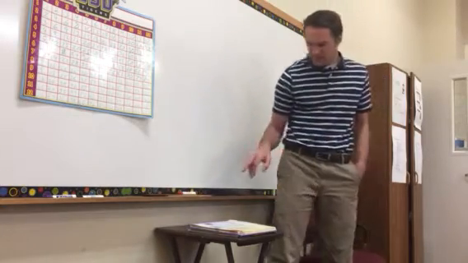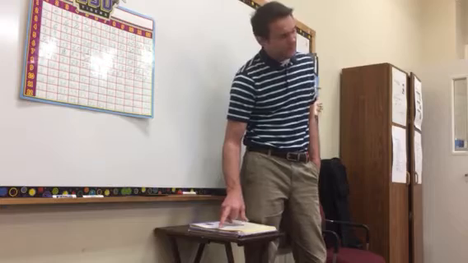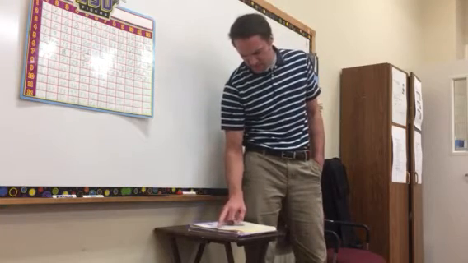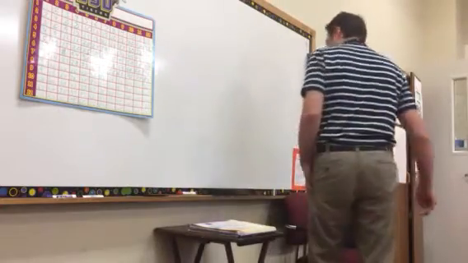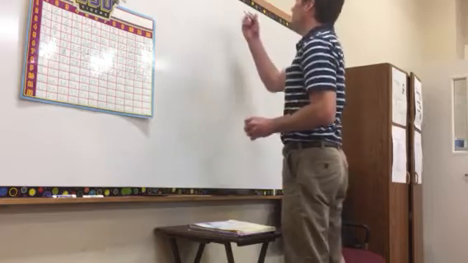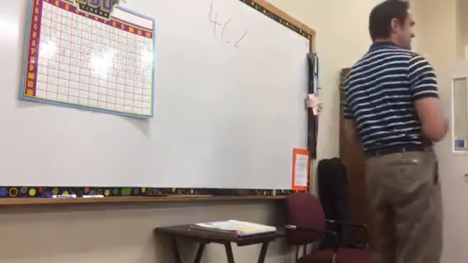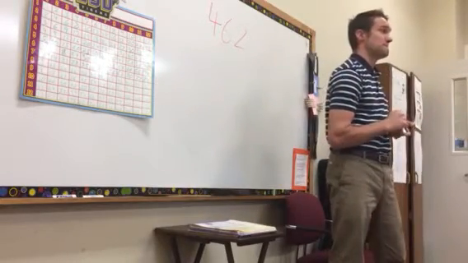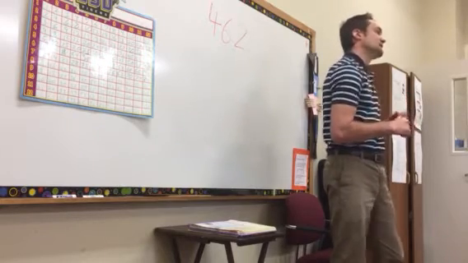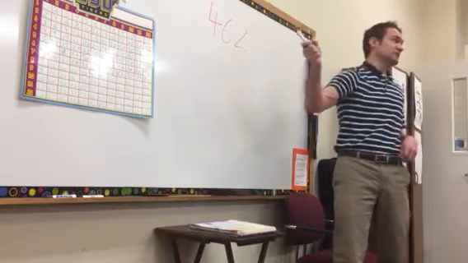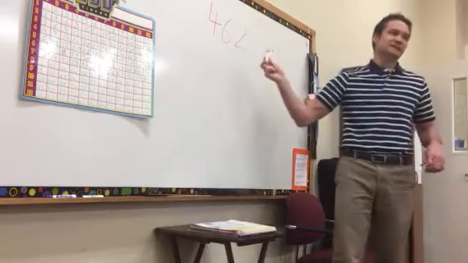Simple so far. Now, for a number to be divisible by 3, the sum of the digits must be divisible by 3. Let me show you how that works. Let's take this number, 462. Now, first of all, is that number divisible by 2? How do we know? Because it's even. Not because all the digits are even, but because the last digit is even. It's always that last digit you look at.